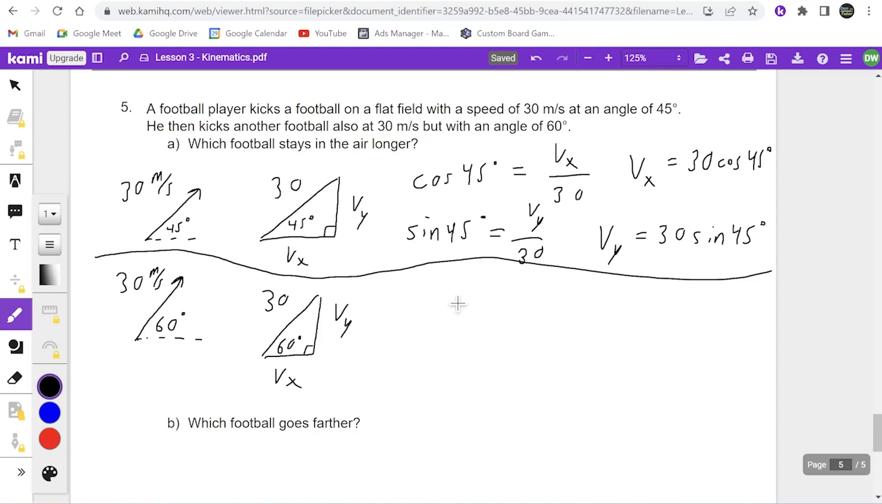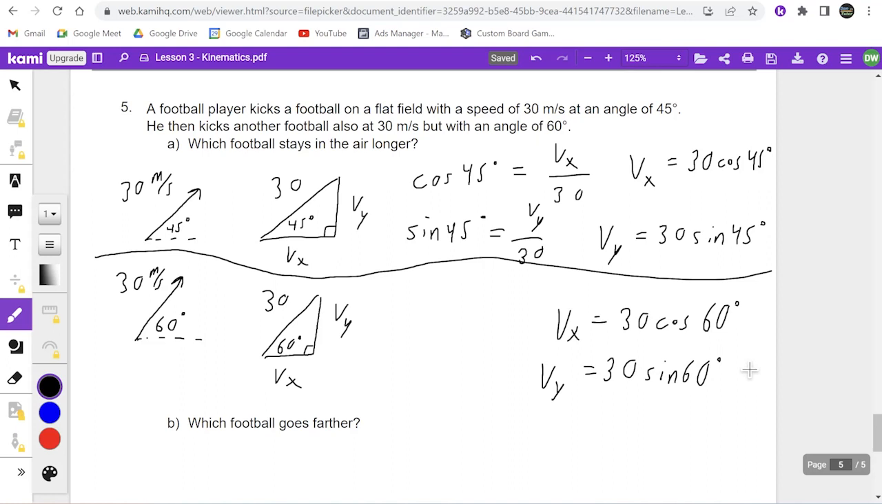Okay, then we end up doing the exact same thing with the 60 degree triangle. It's literally the same idea. I'll just cut to the chase. Vx equals 30 cosine 60, because all the numbers are the same. You're just changing the angle. And Vy equals 30 sine 60 degrees. So there's all of our x components and our y components.